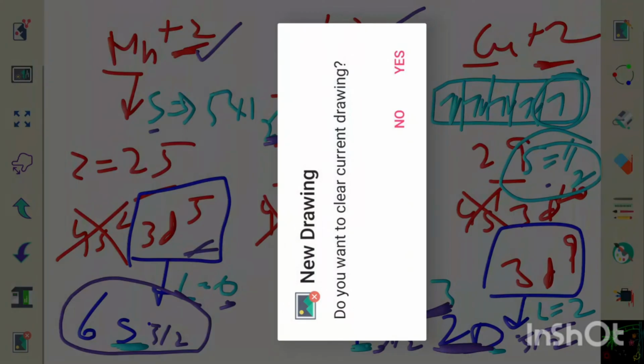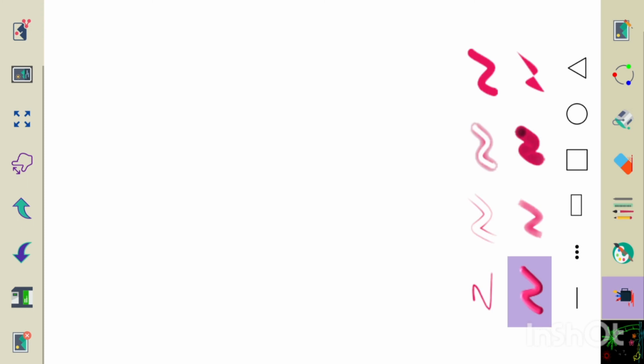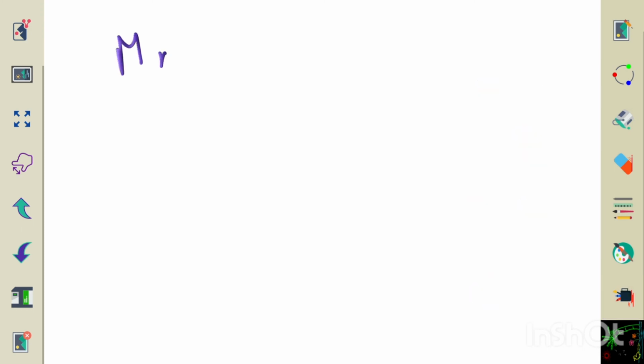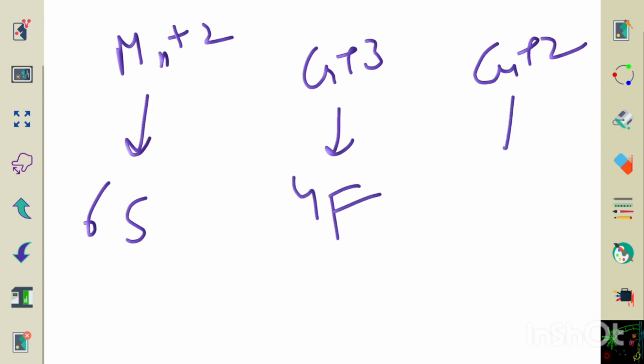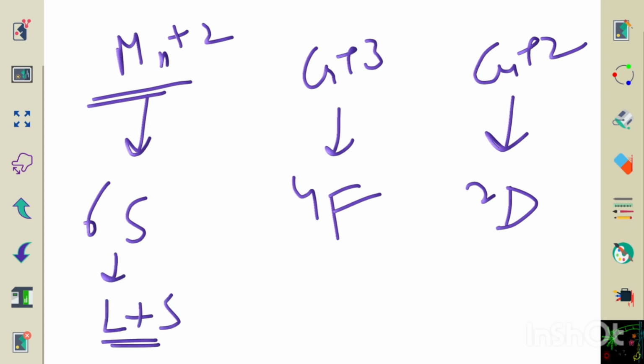Am I clear? So you can directly write down the term symbols for manganese plus 2, chromium plus 3 and copper plus 2. For manganese plus 2 we calculated 6S, for chromium plus 3 we calculated 4F, and for copper plus 2 we found it was 2D. Because manganese plus 2 is half filled, the formula we use for J value will be L plus S. For chromium plus 3, because it is less than half filled, it will be L minus S. And for copper plus 2, more than half filled, again it is L plus S.